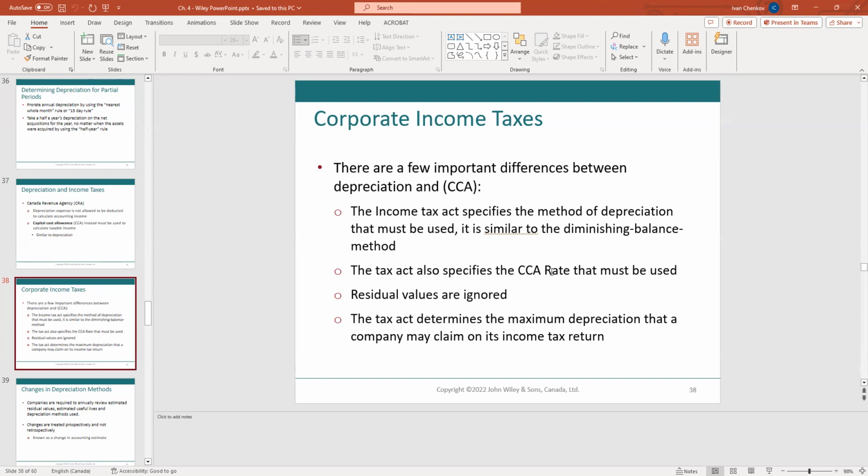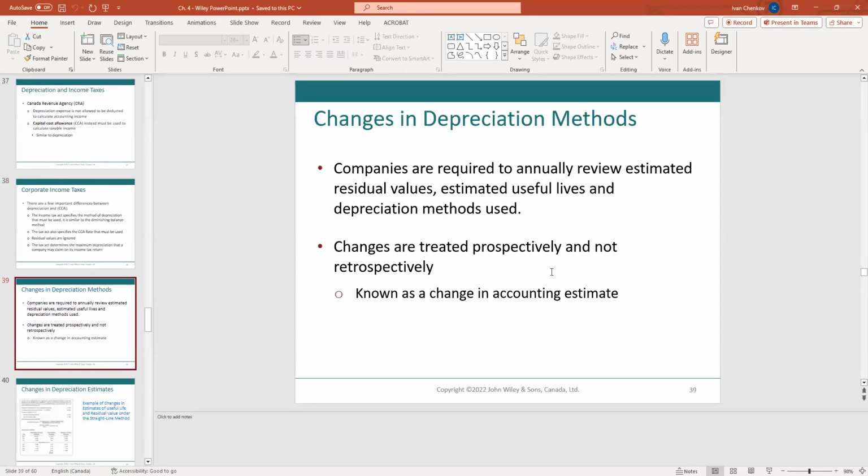Residual value is ignored in this case. And the tax determines the maximum depreciation that the company can take. Can the company take lower than the maximums? Yes, they can. If they take lower than the maximums, are they going to lose the difference? No, they're not. They're going to carry it forward in the future.